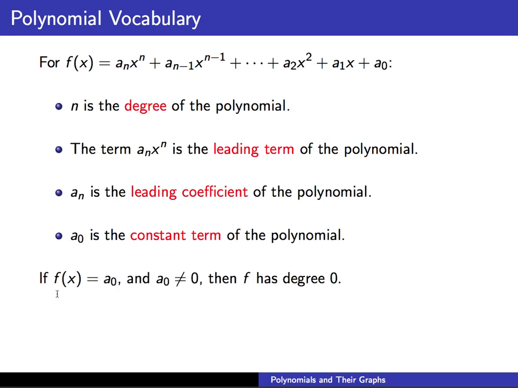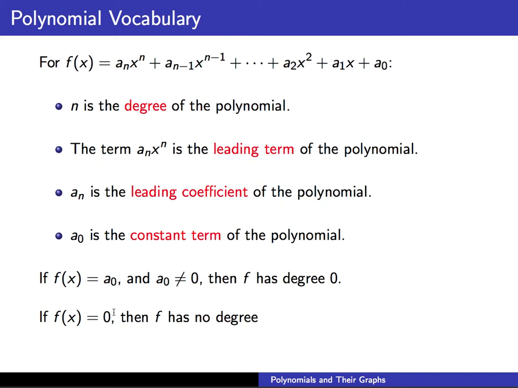So if we just have a function equal to a constant that's not equal to 0, then the degree of that constant is 0. So we have like x squared, x, and then a sub 0 times x to the 0. So if our constant's not equal to 0, then our function has a degree of 0 if that's the only thing that's there, if there's no other x's or anything.